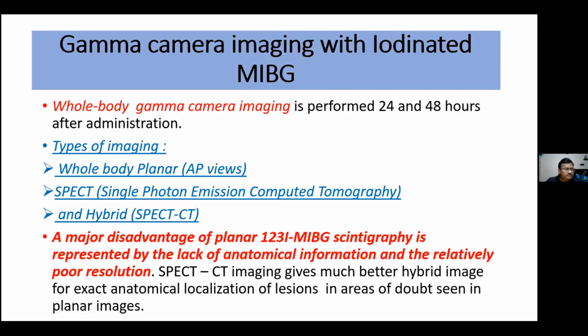So now we were initially talking of PET imaging. Now this MIBG is basically gamma imaging. The type of imaging which we do in gamma is whole body imaging, planar, anterior posterior views. SPECT stands for single photon emission computed tomography, and there is hybrid SPECT CT. The major disadvantage of planar imaging is lack of anatomical information. So we do SPECT CT imaging to give a much better hybrid image, and we can anatomically localize the lesions, areas of doubt seen in the planar images.